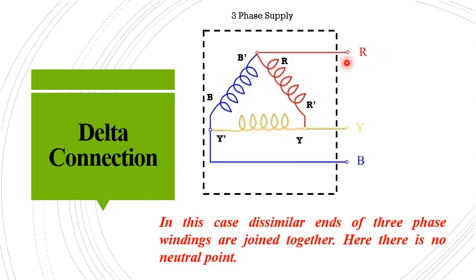Then these free ends R, Y, B will be connected to the loads. Here we can see that there is no neutral point, because there is no point where all the three coils are connected. So there is no neutral. Neutral connection is absent in the case of a delta connection, but in the case of a star we will be having a neutral point.